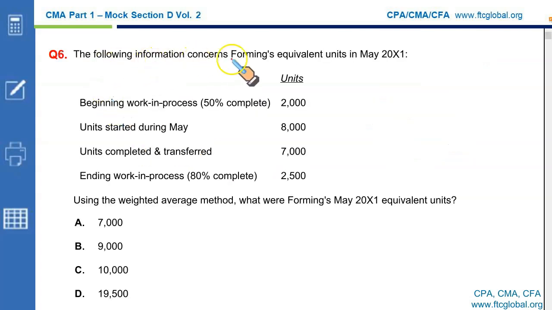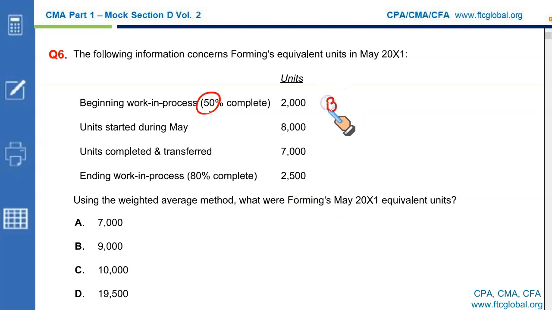The following information concerns Forming's equivalent units in May 20X1. We have beginning work in process, which is 50% complete. Units started 8,000. Units completed and transferred 7,000. And ending work in process is 80% complete. Using the weighted average method, what were Forming's May 20X1 equivalent units?